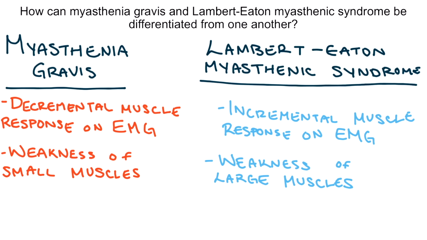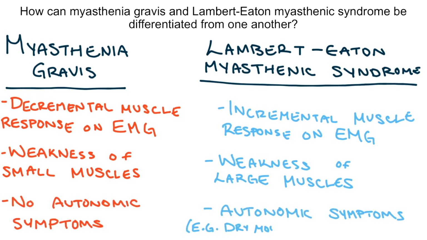Finally, Lambert-Eaton myasthenic syndrome is also characterized by autonomic symptoms like dry mouth and erectile dysfunction. This is because the inability to release acetylcholine from the presynaptic terminals also affects the parasympathetic nerve fibers.